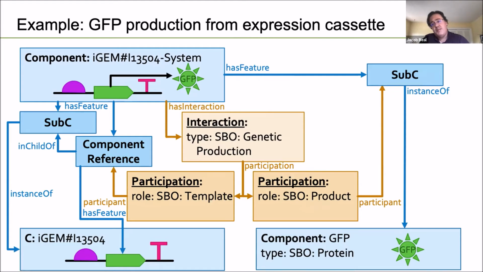This also gives us an example of where we want to use component reference, because I don't actually want to say that this whole piece of DNA makes GFP. The ribosome binding site isn't making GFP. The terminator isn't making GFP. It's the coding sequence that's making GFP. And the component reference lets us look down into the subcomponent at the feature of the coding sequence and say, it's the coding sequence inside of this DNA design that makes the GFP.